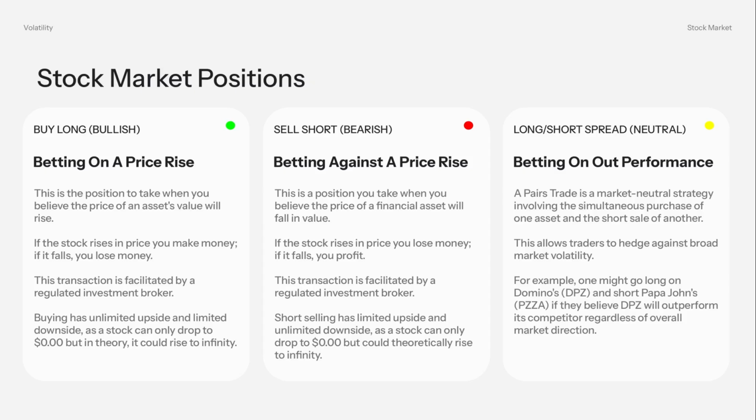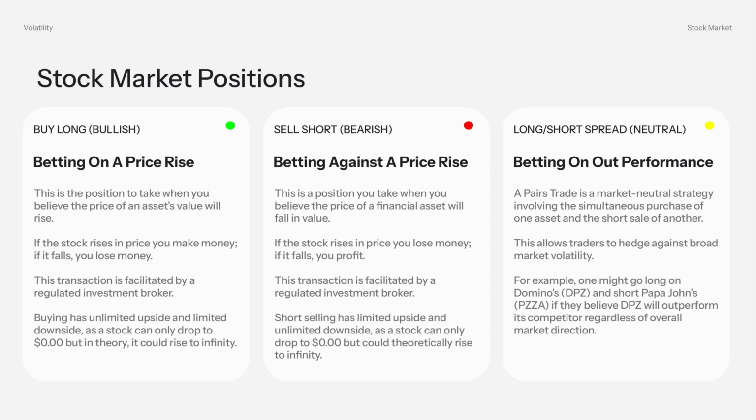Slide 6. Betting on a price rise. This is the position to take when you believe the price of an asset will rise in value. If the asset rises in price, you make money. If it falls, you lose money. This transaction is facilitated by a regulated investment broker. Buying has unlimited upside and limited downside, as a stock can only drop to $0, but in theory it could rise to infinity.